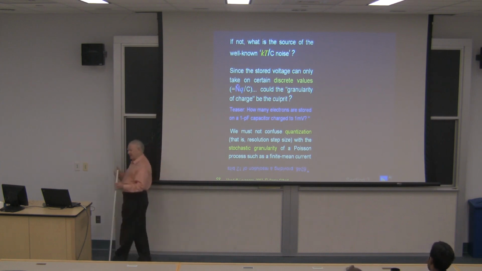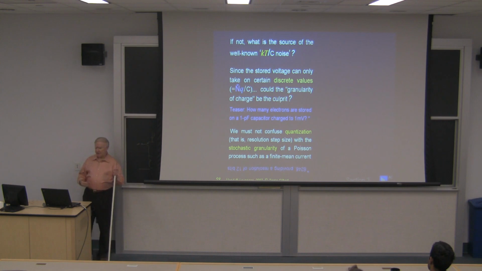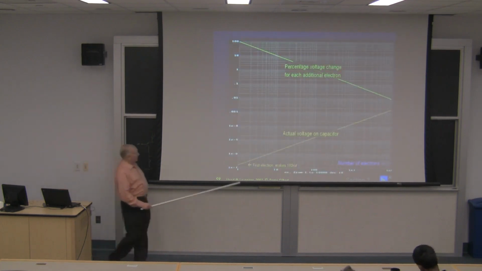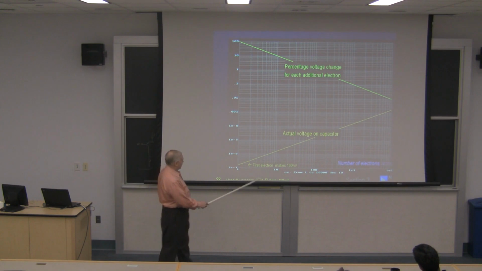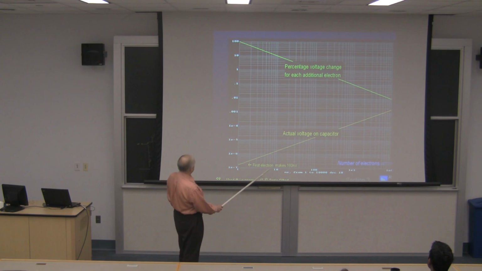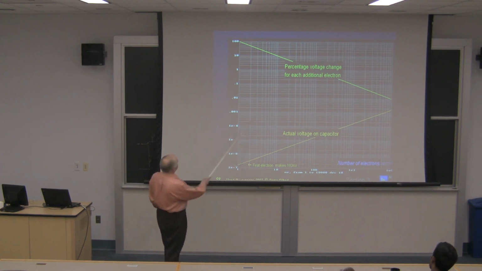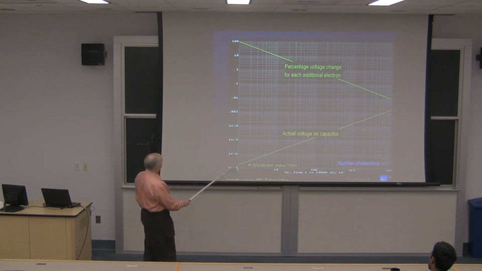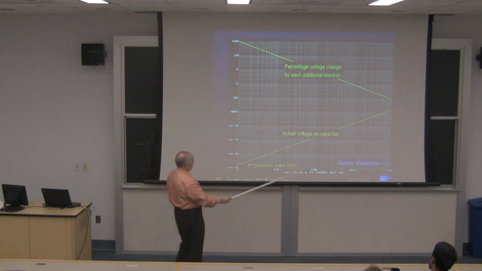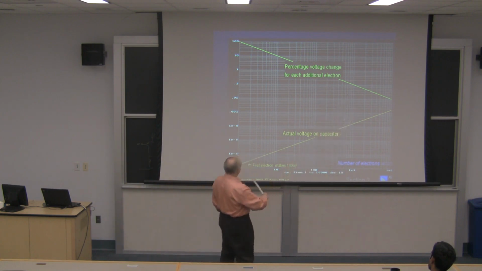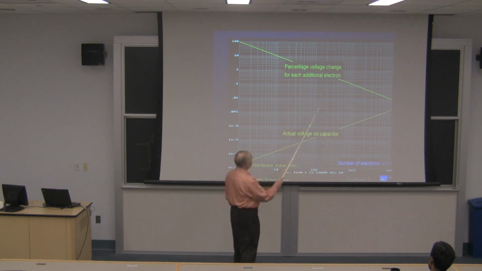It's not the granularity of charge across the barrier now, but it's the discrete jumps in voltage. But this is not noise. So I show if we apply a certain number of electrons between 1 and 10,000 to a 1 picofarad capacitor, then this is the percentage voltage change which will occur for each additional electron. Of course, at the 1 electron point, it'll be 100%. By the time you get to 1,000 electrons, it'll be down to 0.1%. The voltage on the capacitor is rising as we're adding electrons, but these are actually discrete jumps.